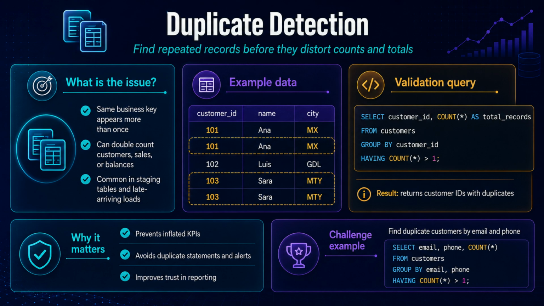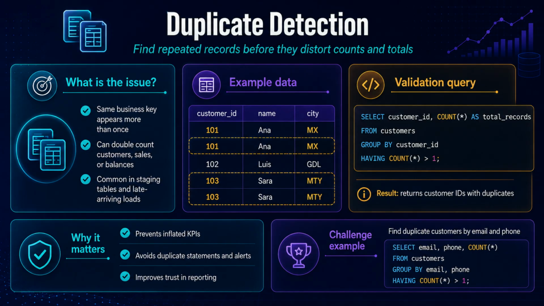In the center of the slide, we can see a simple customer table. Customer ID 101 appears twice for Anna, and customer ID 103 appears twice for Sarah. These are duplicate business keys, and they should be reviewed before this data reaches the final reporting layer. The SQL query on the right shows a classic validation pattern. First, we select the customer ID. Then, we count how many records exist for each customer. After that, we group the data by customer ID. Finally, we use the HAVING clause to keep only the groups where the count is greater than 1.